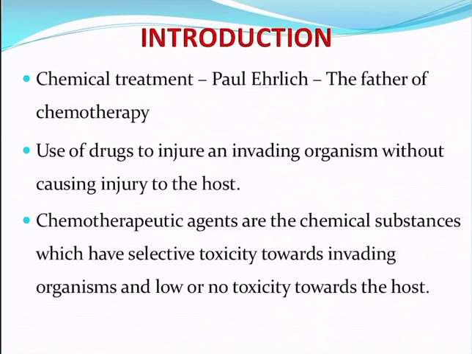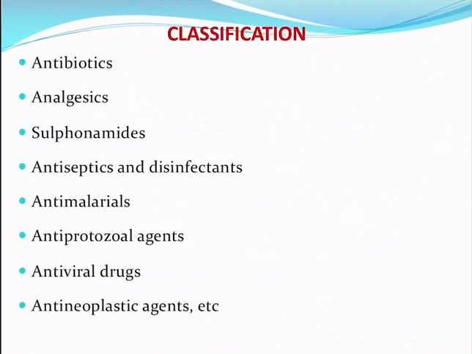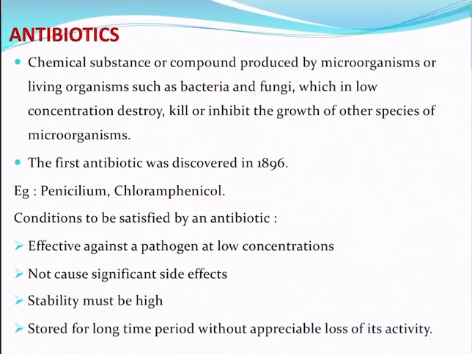The chemotherapeutic agents, the drugs used in the treatment of various infectious diseases, are classified as follows: antibiotics, analgesics, sulfonamides, antiseptics and disinfectants, antimalarials, antiprotozoal agents, antiviral drugs, antineoplastic agents, etc. In this way we are going to classify the chemotherapeutic agents as they are used for the treatment of various infectious diseases. Now, let us understand one by one.